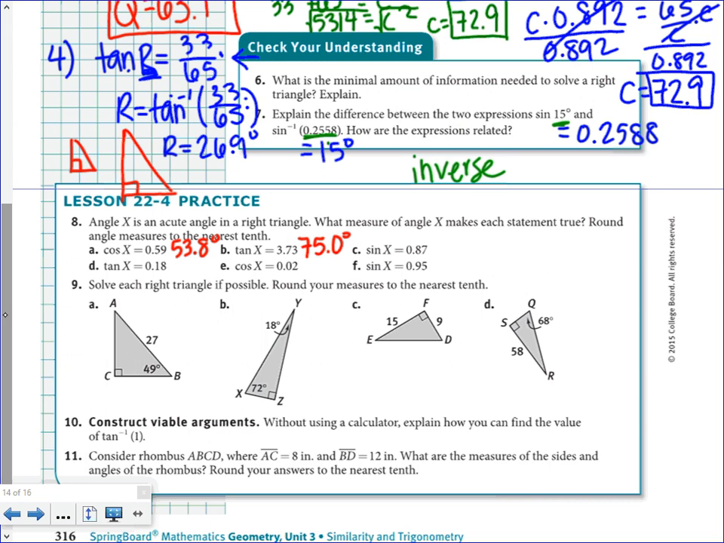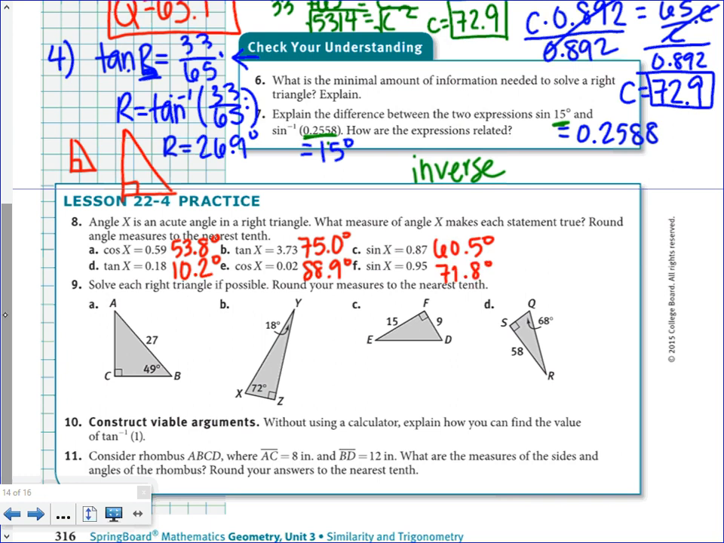The next one, sine inverse of 0.87, should give you 60.5 degrees. For a tangent inverse of 0.18, you should get 10.2 degrees. For part E, you should get 88.9 degrees. And then for part F, you should get 71.8 degrees. So again, all of those, you're just using a calculator.